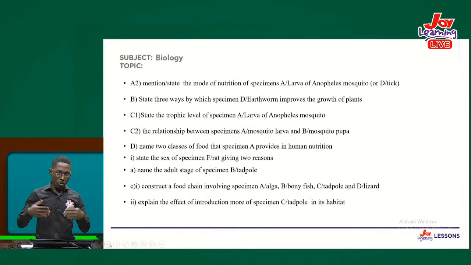Name the adult form of specimen B. If you have a tadpole, what is the adult form of a tadpole? You know, it's a toad. So you see, our questions are tricky. You may take it for granted. We know it's a toad.